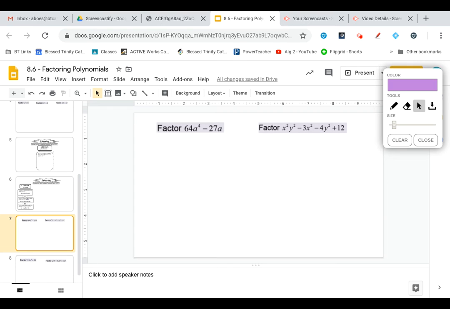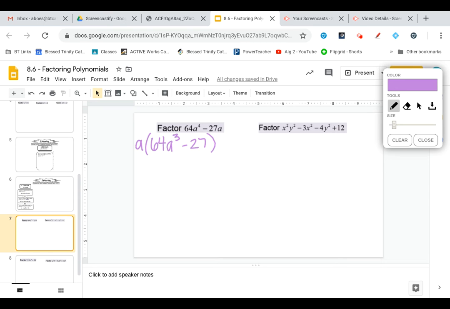Okay, I have 64a to the 4th minus 27a. First thing I want to do is see if I can factor out a GCF. Is there anything that can go into both? Well, right away I notice both of these have a's. So I can factor an a out of here. And that would leave me with 64a to the 3rd minus 27.